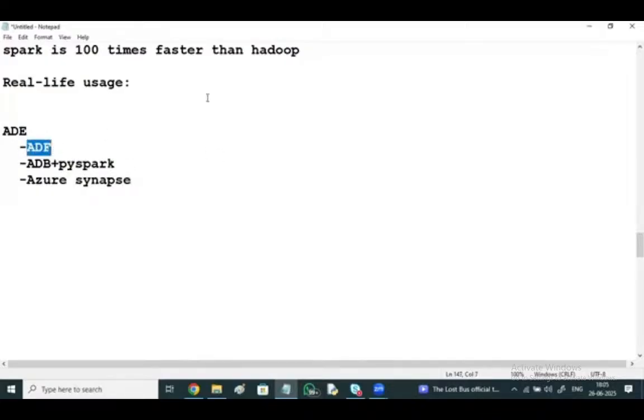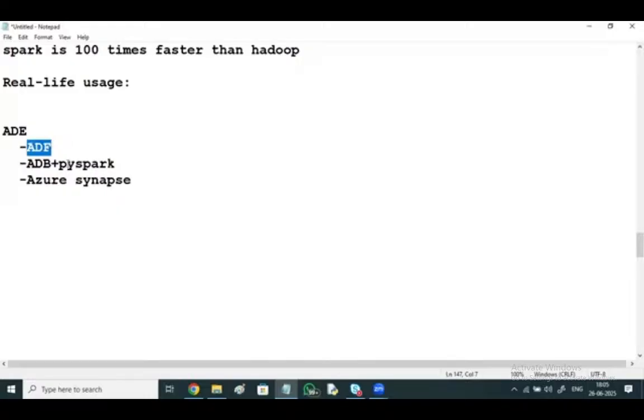ADF is an ETL tool, just like Informatica. Informatica is on-premise, it's not cloud, so ADF is just a cloud-based ETL. Here also you can do all these things. ADF is codeless, code-free. You don't write any code here. But in ADF there are certain things which you cannot perform.